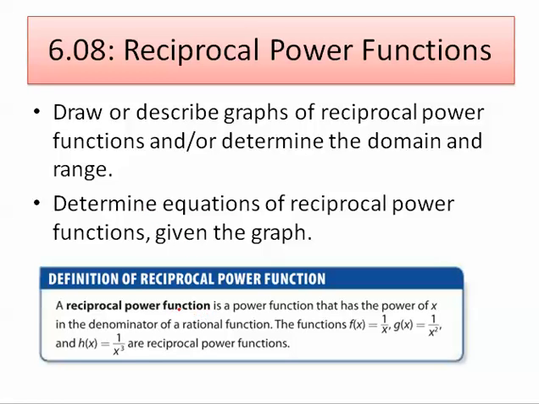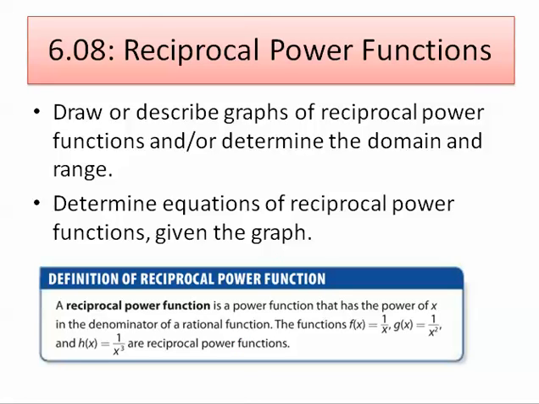So what is a reciprocal power function? It's a power function in the denominator. The reciprocal power function is a power function that has a power in the denominator of a rational function. The function is described this way: f of x is equal to 1 over x. That's a parent function. Or g of x is equal to 1 over x squared. Or h of x is equal to 1 over x cubed. These are all reciprocal power functions.